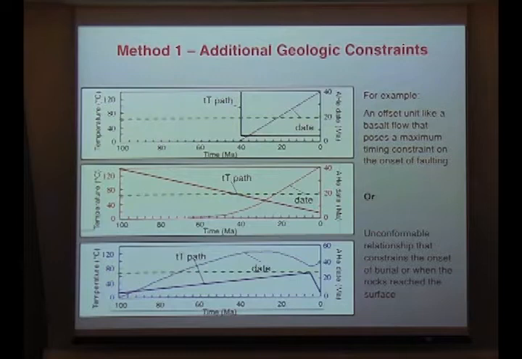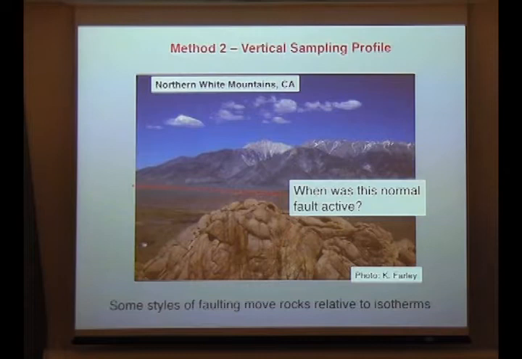Maybe you have a variety of other systems. This is obviously the first thing to do, and these are very good constraints that we always hope to do. I do want to just quickly, though, talk about a way to understand your data that is very common in the low-temperature thermochronology world.